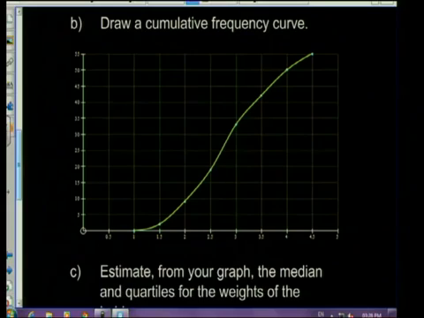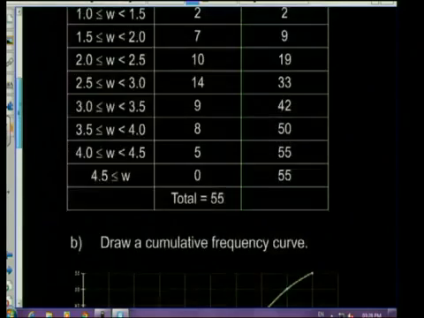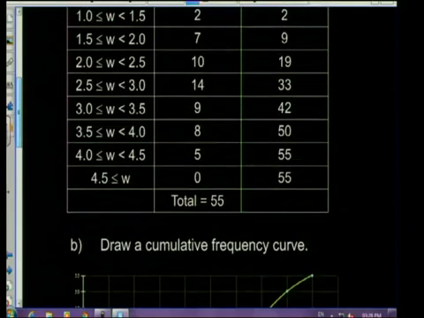Remember, the endpoint of each of the x values is against the cumulative frequency. So let's go down and have a look. So there is my cumulative frequency curve. You can see I start off at 1, at 1.5 it was 2, at 2 it was 9, 2.5 it was 19, at 3, let's just see, where was it? When x was 3, it was at 33.